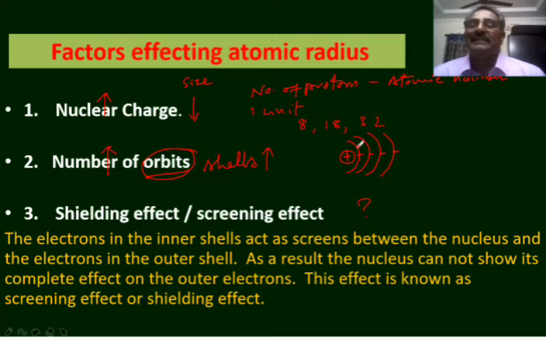That means the electrons present in the inner shells act as the screens between the electrons present in the outer shell and nucleus. Because of this reason, the nucleus cannot show its complete effect on the electron present in the outer shell. This effect is known as screening effect or shielding effect. The more the number of inner shells, the more will be the screening effect. If screening effect is more, effective nuclear charge will be less.